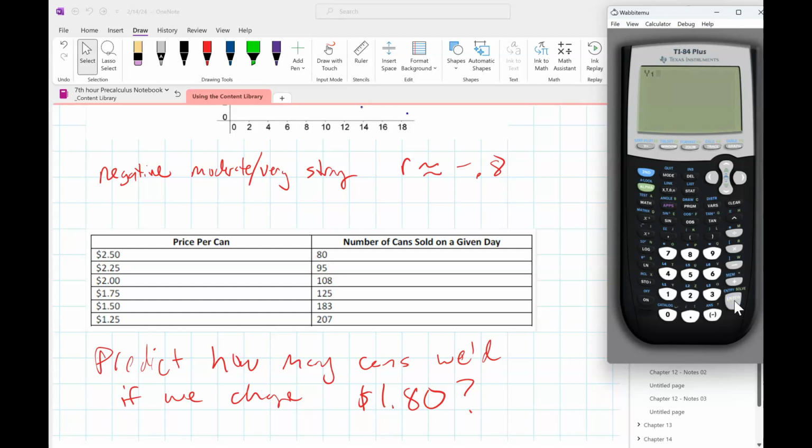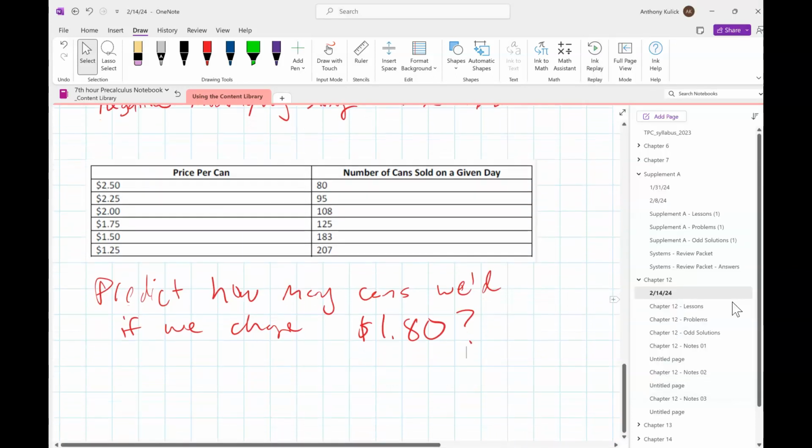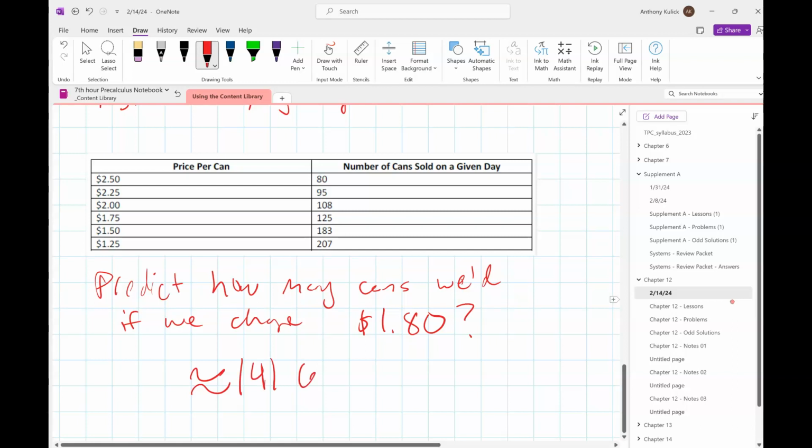Now, if there's something in that y1 slot, I can use it like function notation. So I want to do y1 of 1.80. When you put a parenthesis around it next to the y, it's saying I'm going to take 1.80 and plug it into that equation in y1. So this is saying we're predicting to sell about 141 cans. Is everybody okay there?